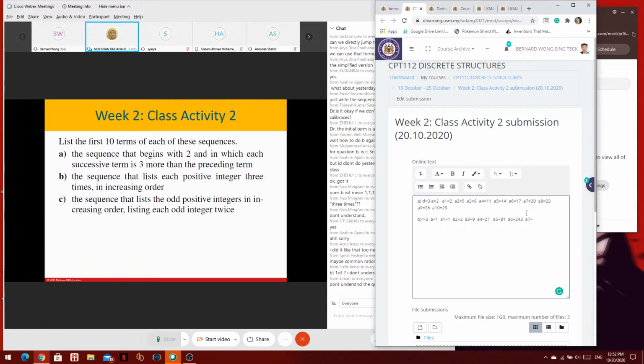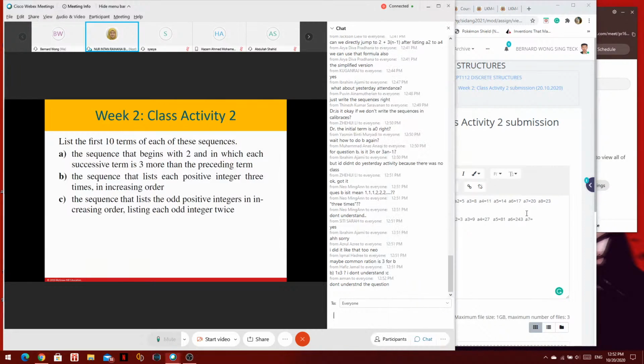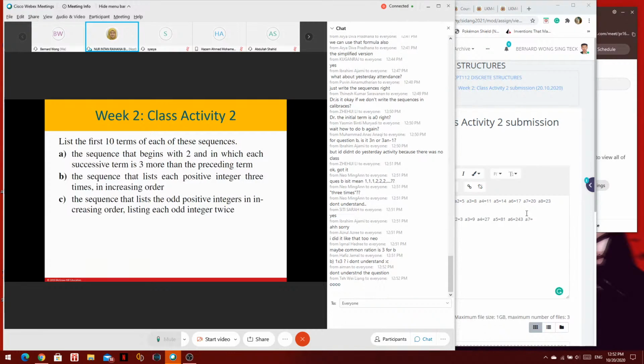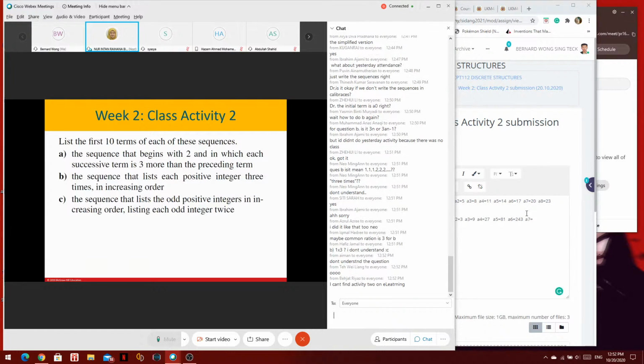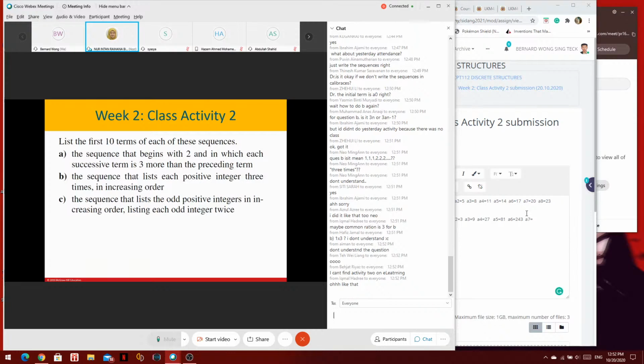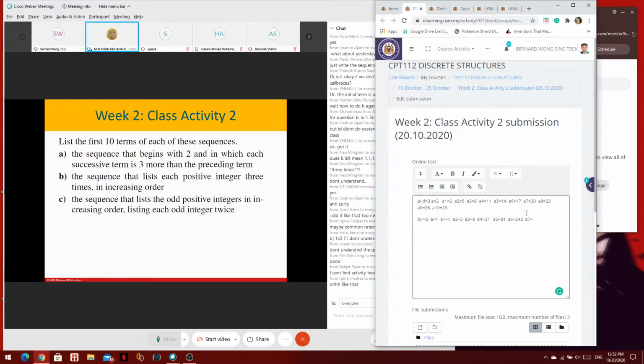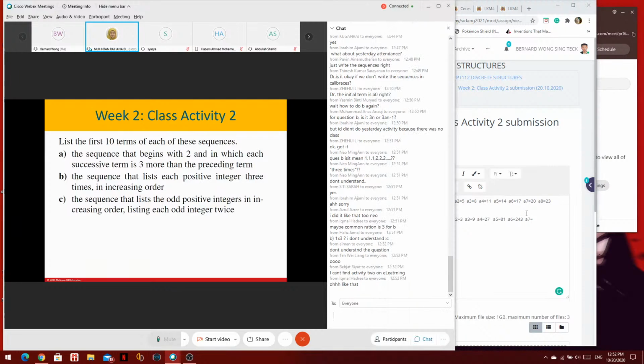1 1 1 2 2 2 3 3 3. Yes, for B. Correct, three times. Correct, Neo Min An. C, the sequence that lists the odd positive integers, and you need to list it twice. 1 1 3 3 5 5. That's the answer.